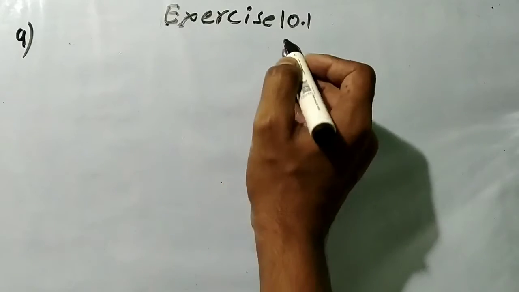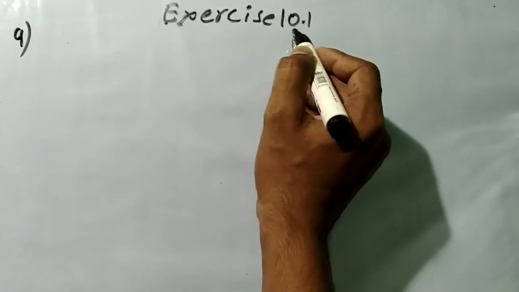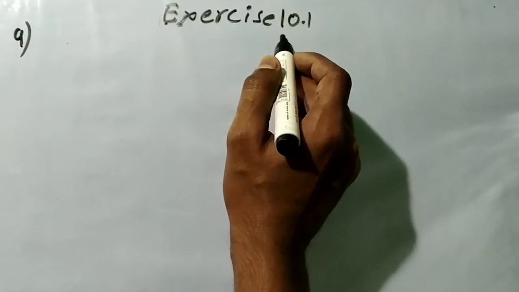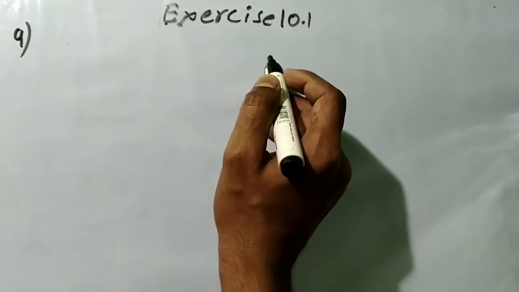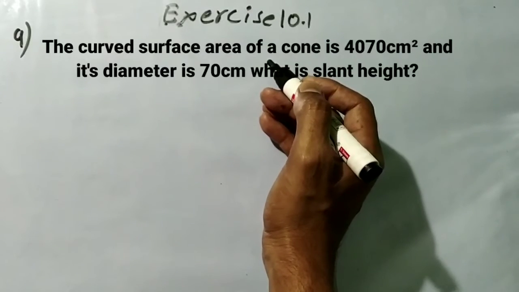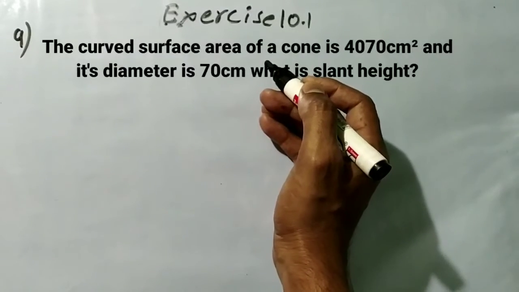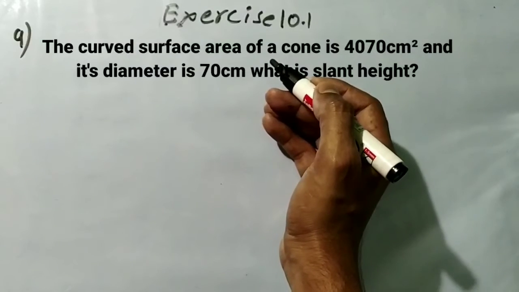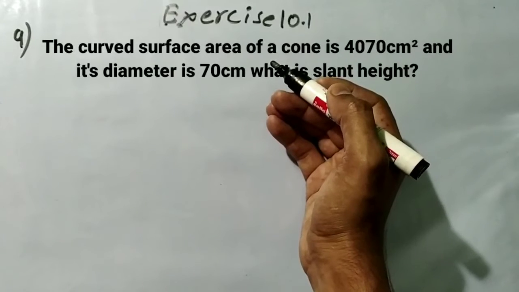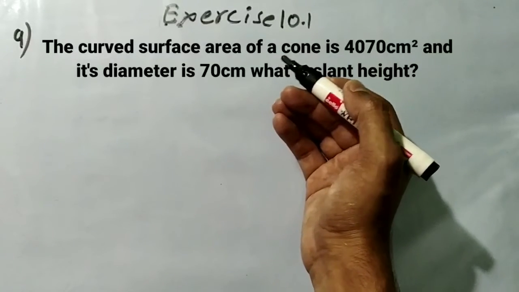Now the ninth one from exercise 10.1. Ten is the chapter's name, and 10.1 is the first exercise. The tenth chapter is mensuration. The ninth one: the curved surface area of a cone is 4070 centimeter square and its diameter is 70 centimeters. We have to find the slant height. This is dead easy, I think.